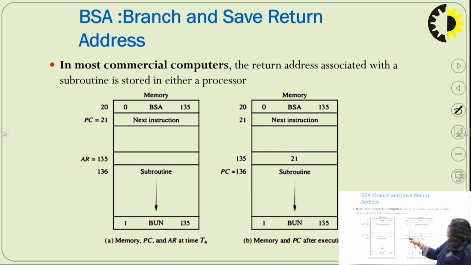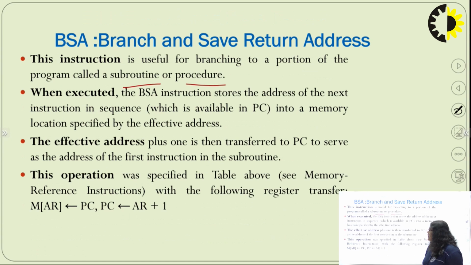After saving that instruction address at address 135, the PC holds the value 136, that is AR plus 1. This was also defined in the previous instruction: the PC holds the AR plus 1 value, that is 136, and M of AR holds the PC value, that is 21. Okay.